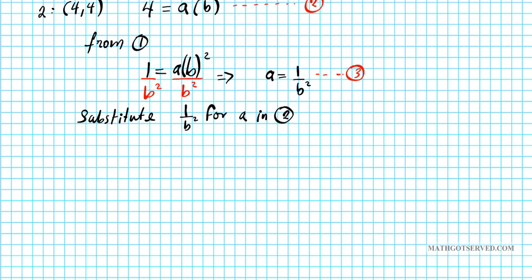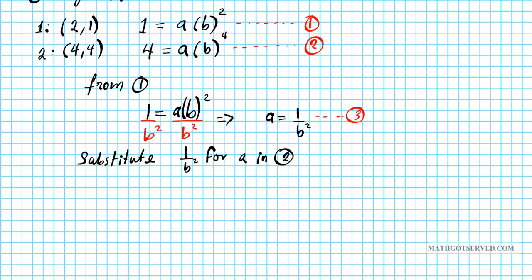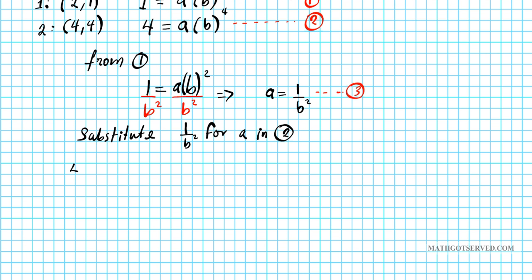So let's see, equation 2 is 4 equals ab to the 4th. I'm going to plug in 1 over b squared for a. So this goes right here. Bam. Okay? Let me change the color so you don't get confused. Now it becomes 4 equals, a is no longer a, it's now 1 over b squared, times b to the 4th. So this implies that 4 equals b to the fourth over b squared.